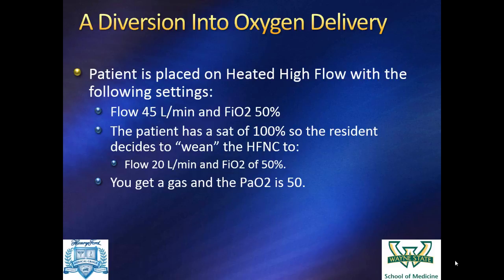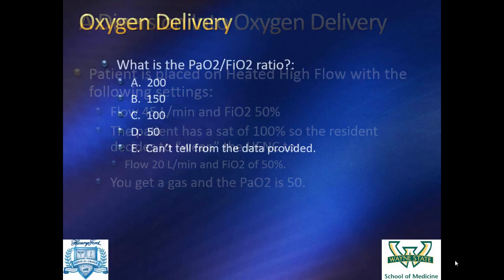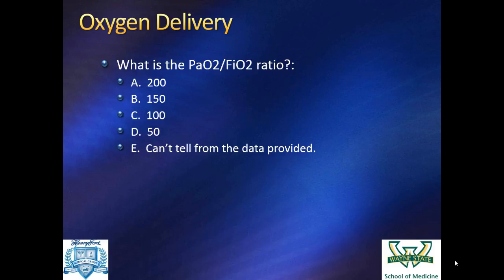So question number 2. Try to vote this time. Patient is placed on heated high flow with the following settings. She's on 45 liters per minute and has an FiO2 of 50%. She has a SAT of 100%, so the resident decides to wean the high flow nasal cannula to a flow of 20 liters per minute with the same FiO2. So you get a gas and the PaO2 is 50. So what is the PF ratio?